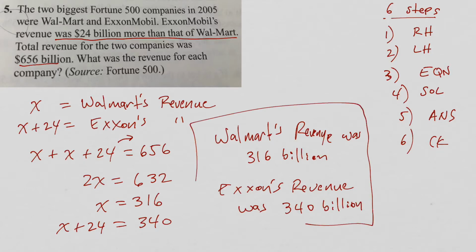Now, the last step is the check. Is 340 really 24 more than 316? It is. Do these really add up to 656? They do. So we know that's the answer.